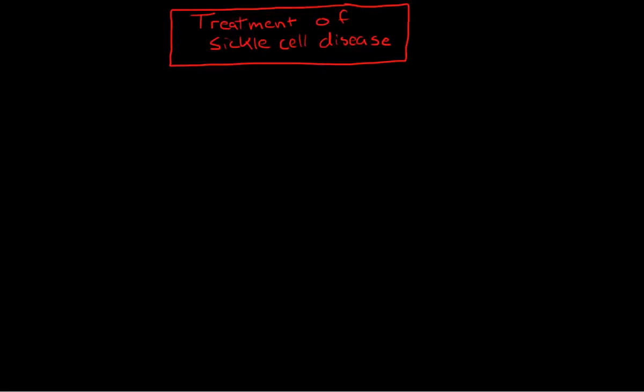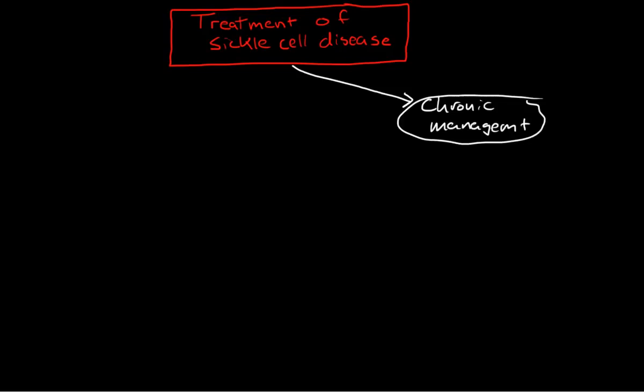In this video, I'm going to be talking about the treatment of sickle cell disease. So with sickle cell disease, it is an inherited genetic disorder. There are two possibilities that we have for managing sickle cell disease, and one is chronic management. And I'll talk about chronic management in a minute. And the other is cure.